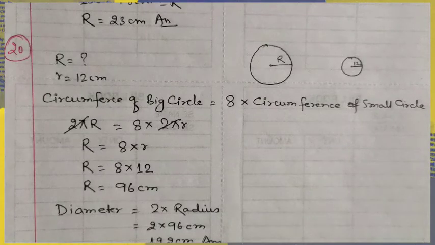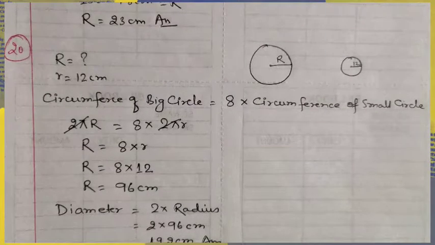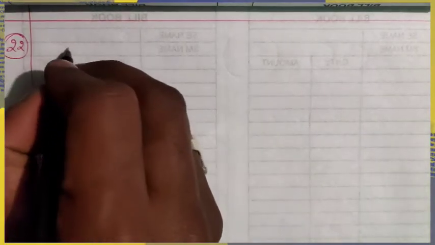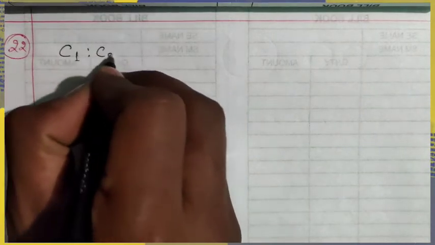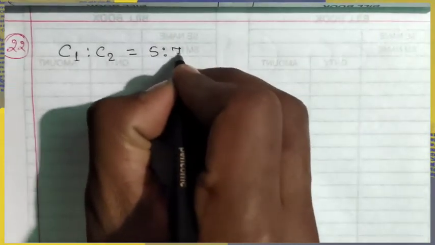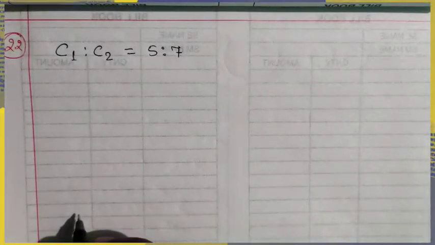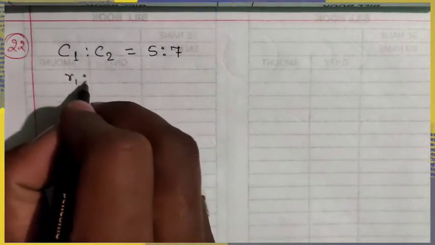Now next we are going to solve question number 22. Questions number 21, 22, 23 and 24 are all the same type of question. That's why I am solving question number 22 for you. Question number 22 is saying the circumferences of two circles are in the ratio 5:7. We will write circumference 1 ratio circumference 2, it is given 5:7, and the question is asking to find the ratio between their radii. It means we have to calculate R1 ratio R2.